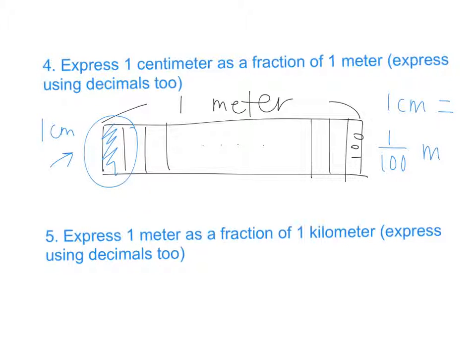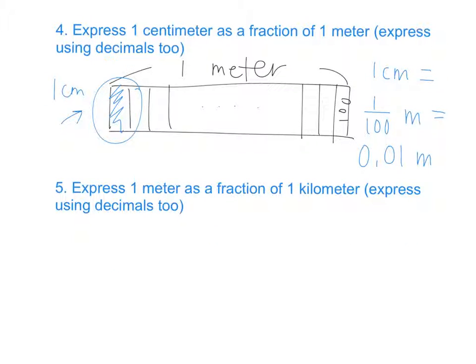Now, how can we write that using decimals? How do I say this fraction in number form? In word form? One hundredth. So how do I write one hundredth as a decimal? I can say that that equals 0.01 meters. Do you see how the fraction here, 1 over 100, is the same thing as one hundredth? So I can say that 1 centimeter is in fraction form 1/100 of a meter, or in decimal form 0.01 of a meter. Make sure you write both of those down.